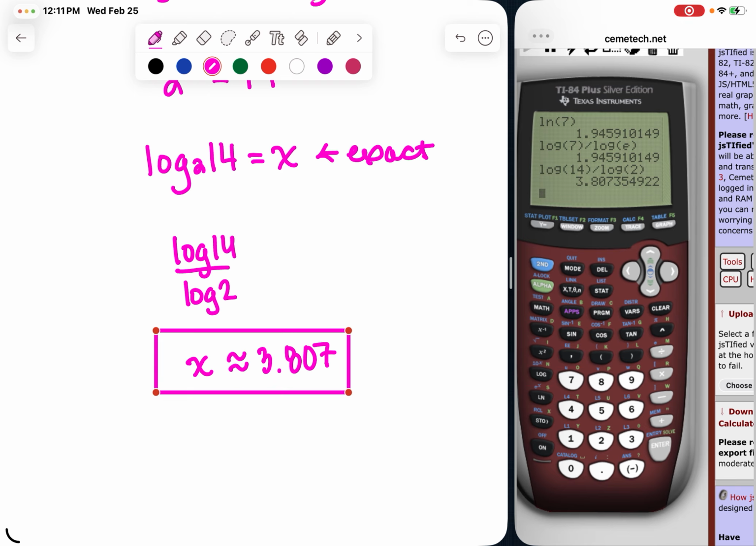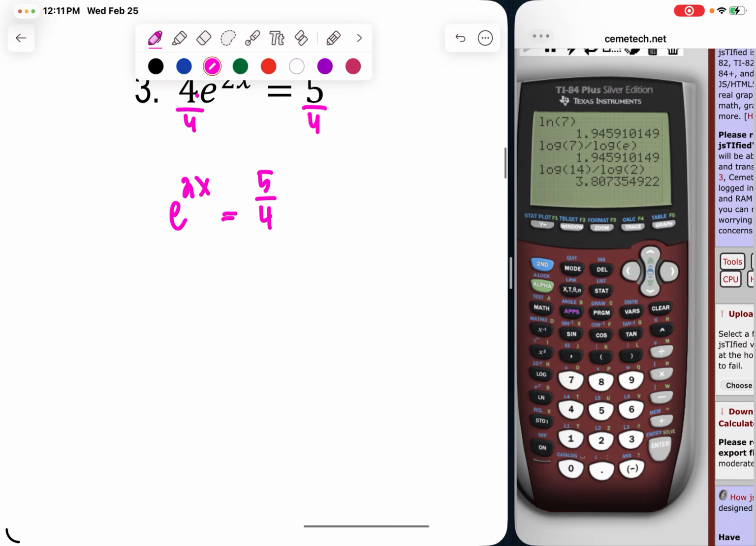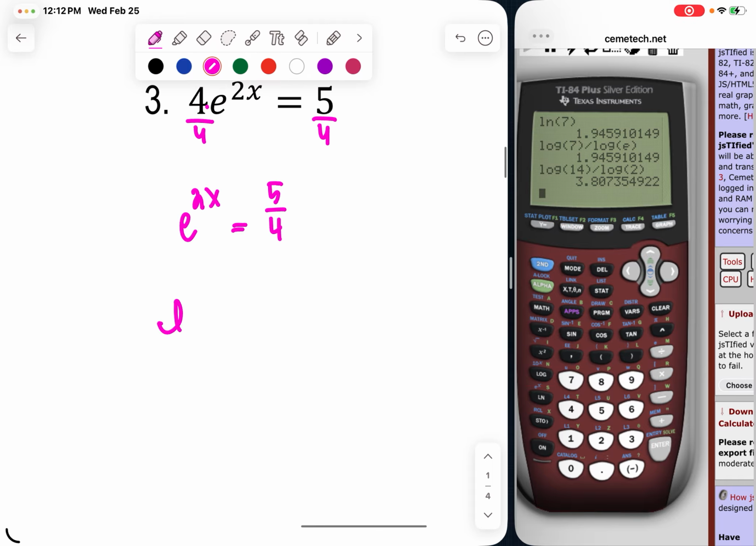Okay. One last one here. So the base is not isolated, so I'm going to divide by 4. We have e to the 2x is equal to 5/4. And then I'm going to rewrite in logarithmic form. So since it is a base of e, I can use natural log instead of log base e. So I'll do natural log of 5/4 is equal to 2x. And then divide both sides by 2 or multiply by 1/2.